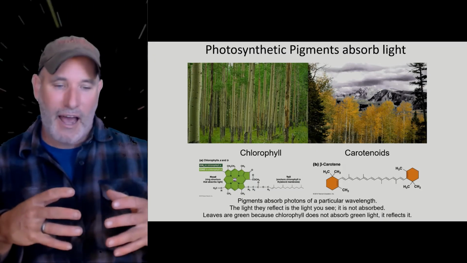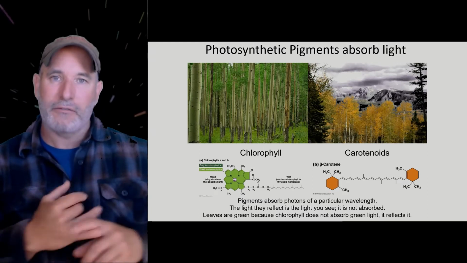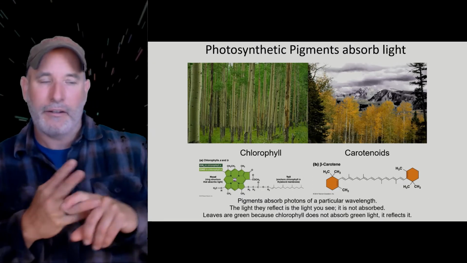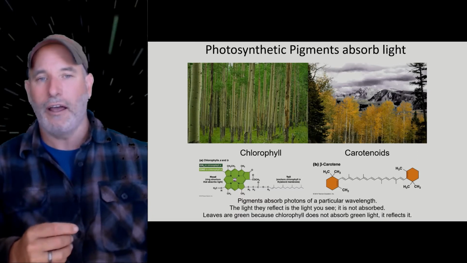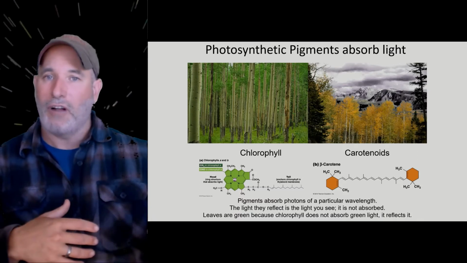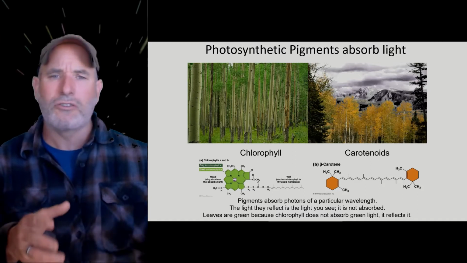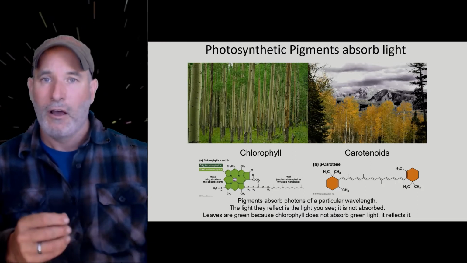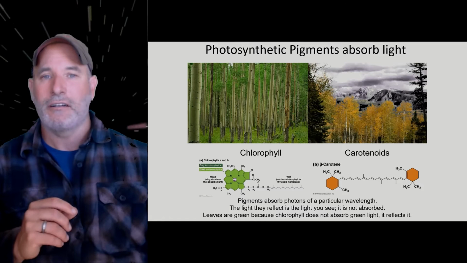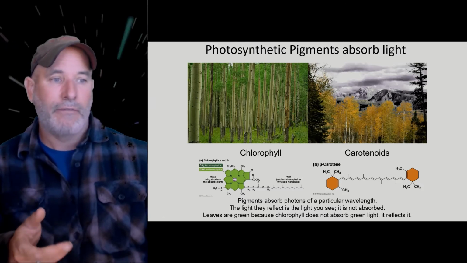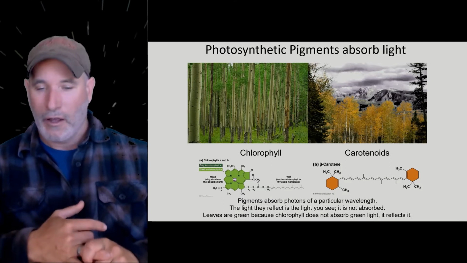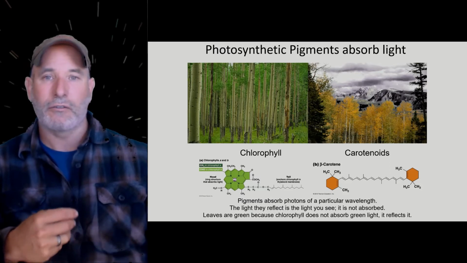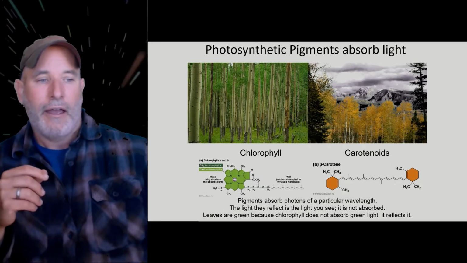But the point here is that our pigments, like chlorophyll and carotenoids, absorb different colors of light. And they reflect the ones that they're not absorbing. So almost all of our plants are green, which means they are reflecting green light. And if you're a carotenoid and you're orange, you're absorbing the greens and the blues and the violets, and you're reflecting the orange light.